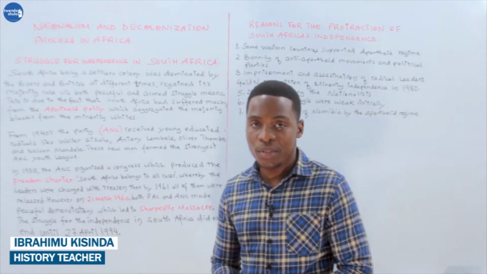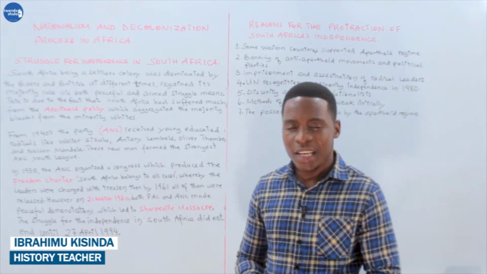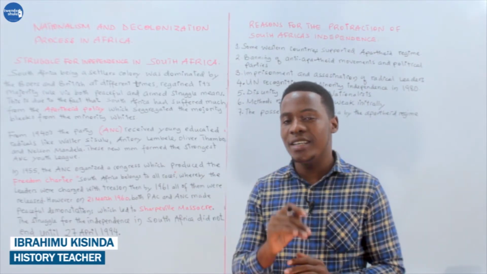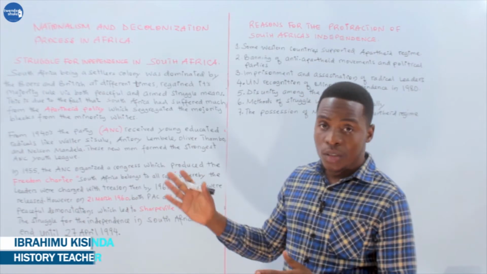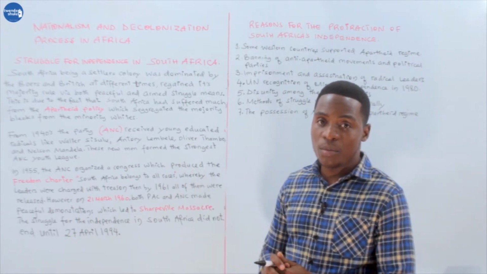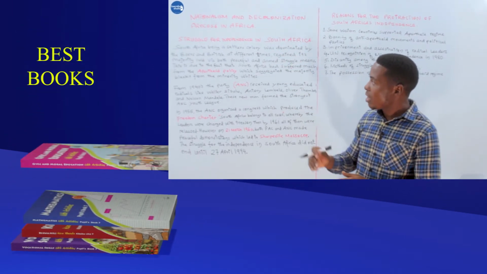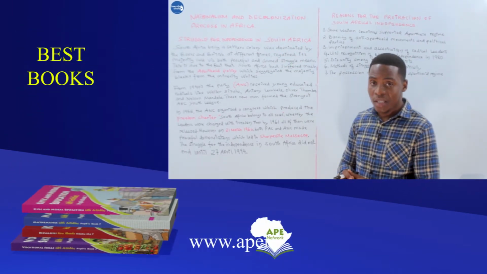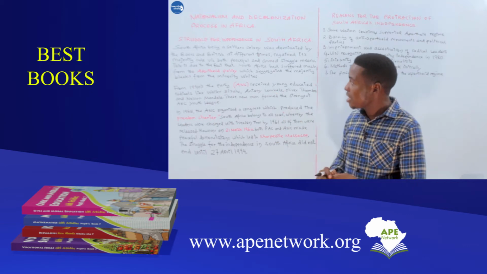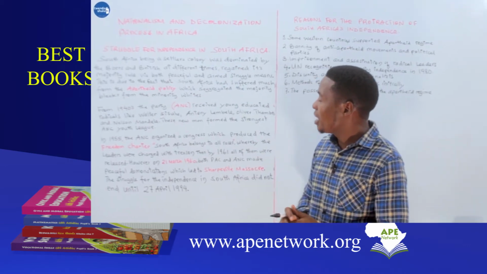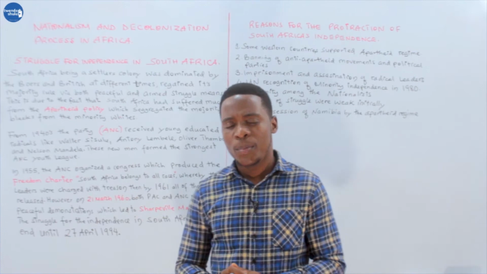So today we proceed with the history subject. As I'm always saying, study history. So today we are going to see the last subtopic in our topic. Our topic is nationalism and decolonization processes in Africa. So the last subtopic in this topic is about the struggle for independence in South Africa.